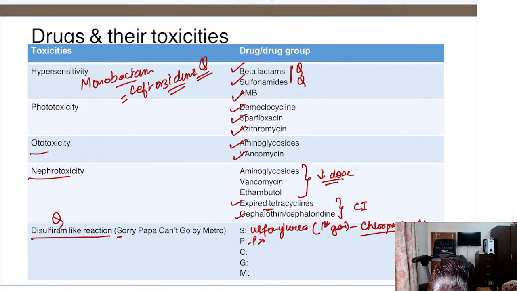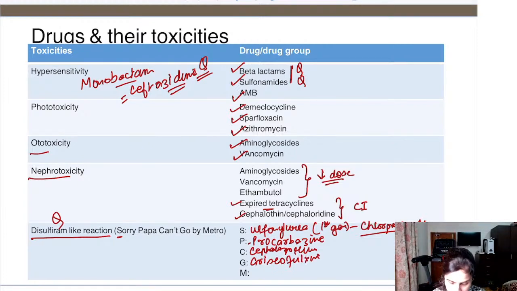P stands for procarbazine. Procarbazine, okay? P stands for procarbazine. So sorry, papa, okay? Then C is for cephalosporins. Cephalosporin, I already told you, the same ones from the Mandela story we did, you can use here. Cephalosporins, okay? G is for griseofulvin, which is your anti-fungal drug, okay? M is metro. Metro is easy to remember. Metronidazole. These are a few important drugs which can cause disulfiram-like reaction. Okay? So remember this mnemonic. Right?